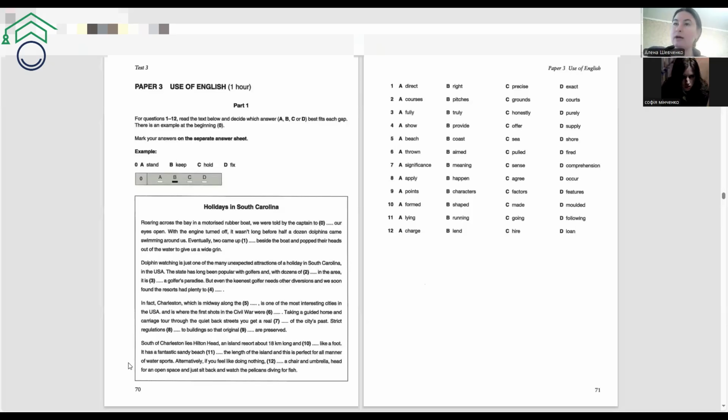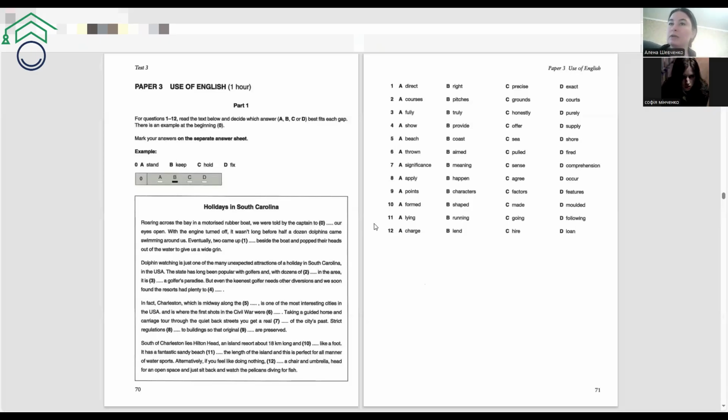Good. So let's look at what we have for number 10. So A, formed, B, shaped, C, made, and D, molded. Again, getting back to the text. Maybe shaped? Yeah, B, shaped, right? Then, proceeding with number 11, we have A, lying, B, running, C, going, D, following. And again, we go back to the text. Well, actually, it's B, running. But I understand why you prefer to use A, because it can coincide with the idea that we can have in our mind when describing some kind of picture connected with beaches, right? But here we are to use B, running.